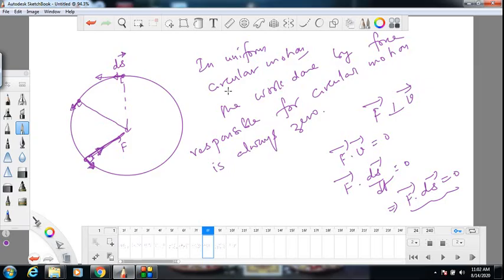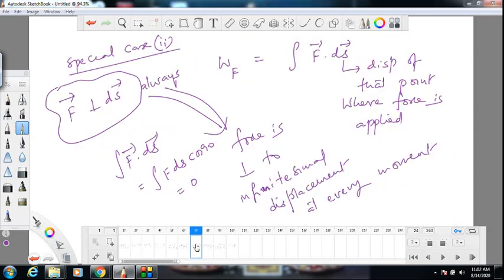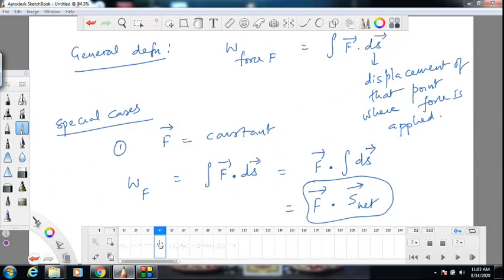So in uniform circular motion, if you integrate it, you can go one more step and write integral F dot ds is 0. So work done by that force is 0. So in uniform circular motion, work done by the force responsible for circular motion, which is towards the center, is always 0. I am talking about uniform circular motion. So this is special case 2. So we have two cases now. First thing is the general definition: work done by a force is integral F dot ds, where ds is the displacement of that point where force is applied.